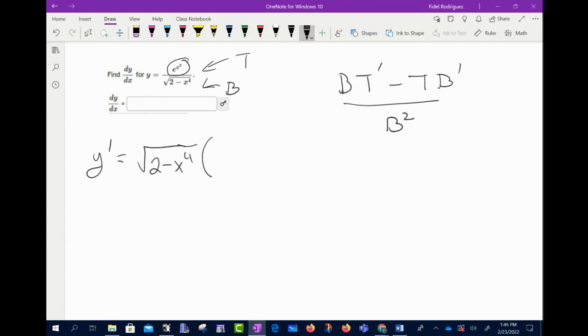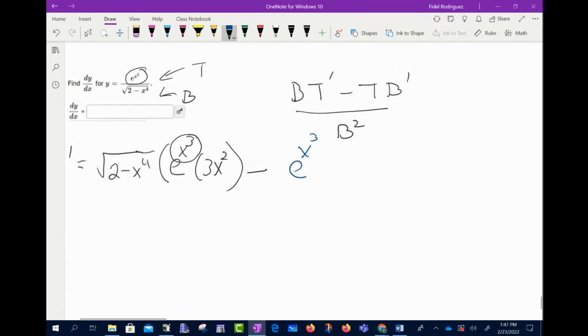When we take the derivative of the top, it's going to be e to the x to the third, and then we have to take the derivative of the exponent. What's the derivative of x to the third? There you go. Perfect. Minus the top function. So the top function is that e to the x to the third, right? Now, we got to take the derivative of the bottom. Okay, so let me show you how we're going to do this part, y'all.